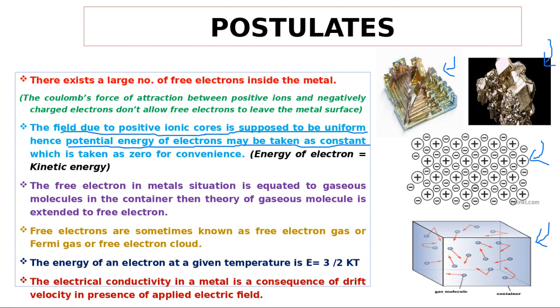And in this classical theory, it is taken as zero for convenience, because we know that the energy of any particle is equal to the sum of two energies, potential energy and kinetic energy. But here we are saying that potential energy is constant because the field the electrons are experiencing is uniform. So if the field is uniform, the potential energy is fixed, and we take this potential energy as zero for convenience. So the energy of electrons is taken as only equal to the kinetic energy of electrons.